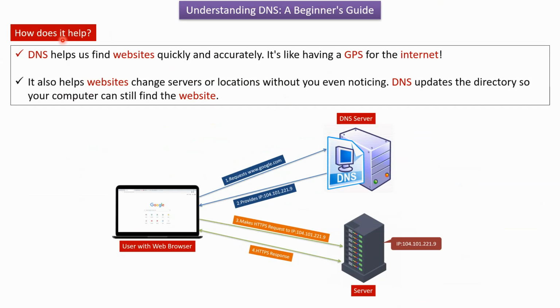How does DNS help? DNS helps us to find websites quickly and accurately. It is like having a GPS for the internet. DNS also helps websites to change servers or location without you even noticing. DNS updates the directory so your computer can still find the website.